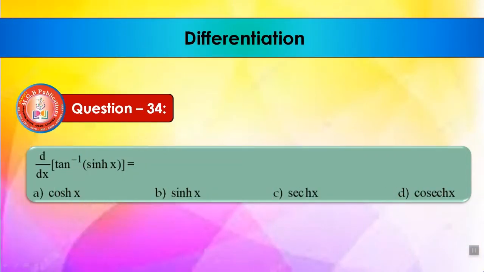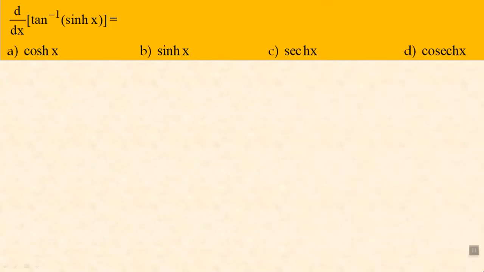Dear students, see the question number 34. Read the question and write it. The question is d by dx of tan inverse of sin hx is equals to. Options are cos hx, sin hx, secant hx, cosecant hx.